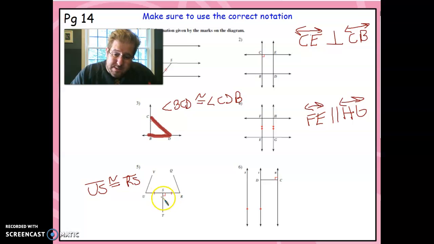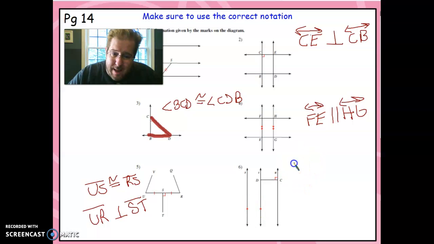But then it also gives us this perpendicular symbol. So that means that segment UR, that's all the way across, I could have just said US, but UR is perpendicular to segment ST. All right, question number 6. Once again, we have two sets of information given. We've got these parallel symbols.